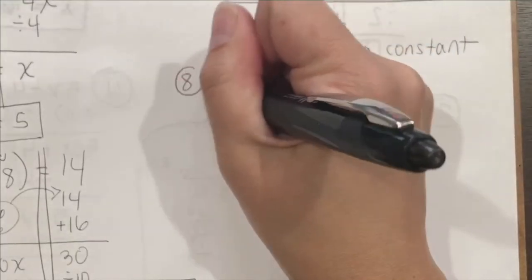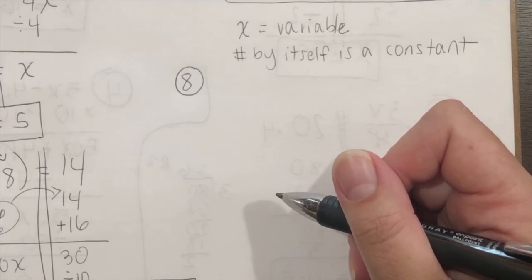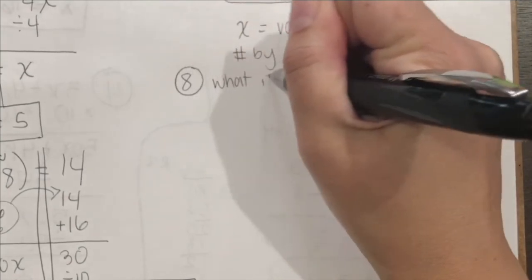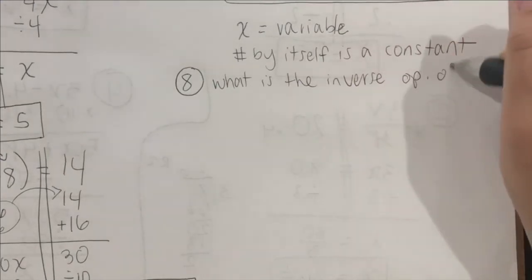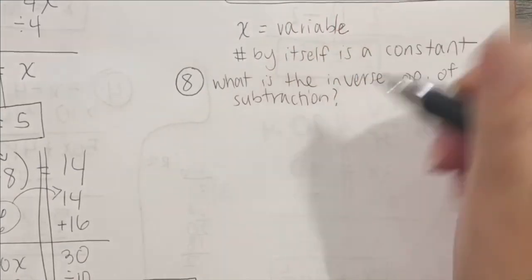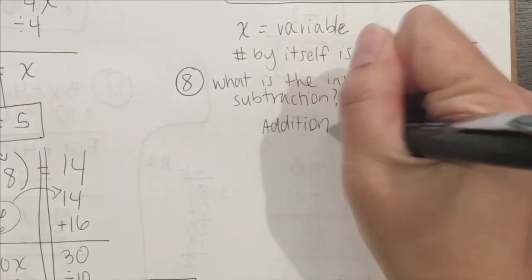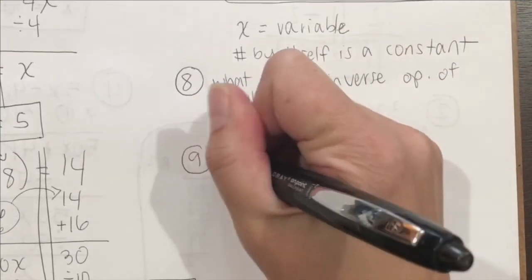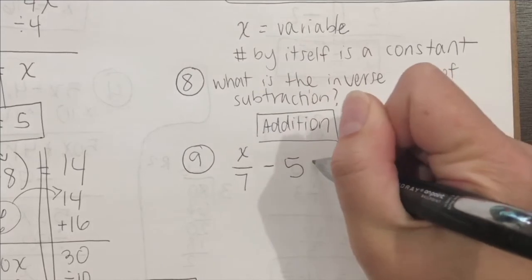Number 8. What is the inverse operation of subtraction? Well, it's addition. Number 9. X divided by 7 minus 5 equals 2.